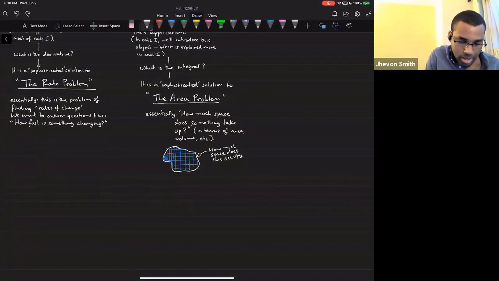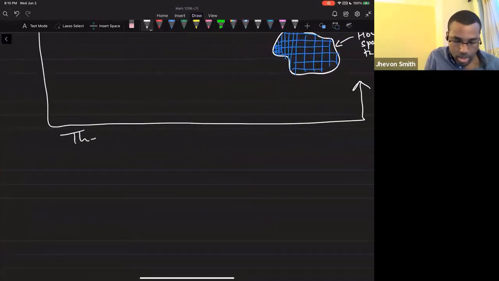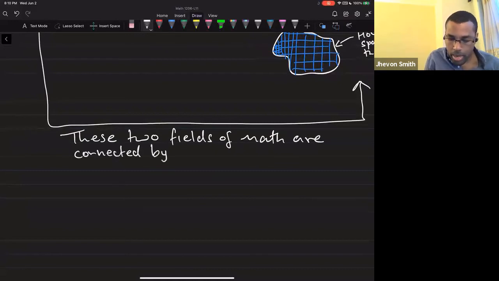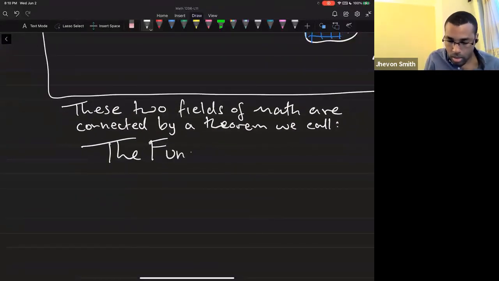I did that to change the color. Turns out that these guys are connected. These two fields of math are connected by a theorem we call the fundamental theorem of calculus.